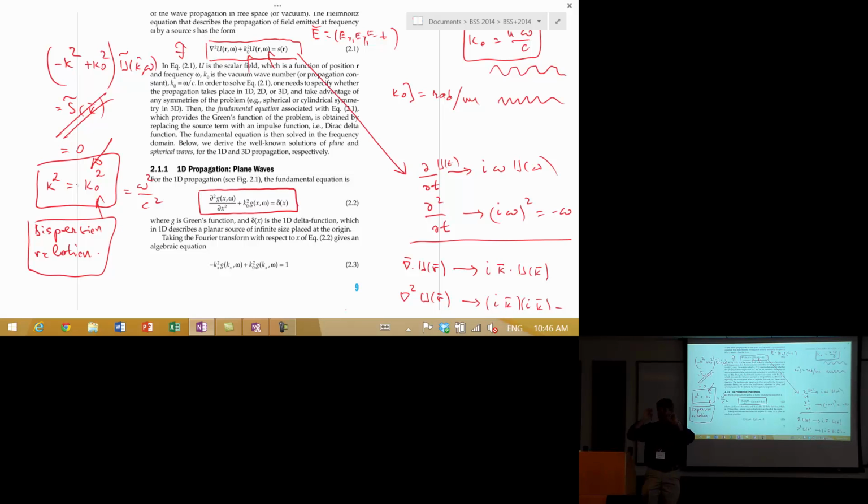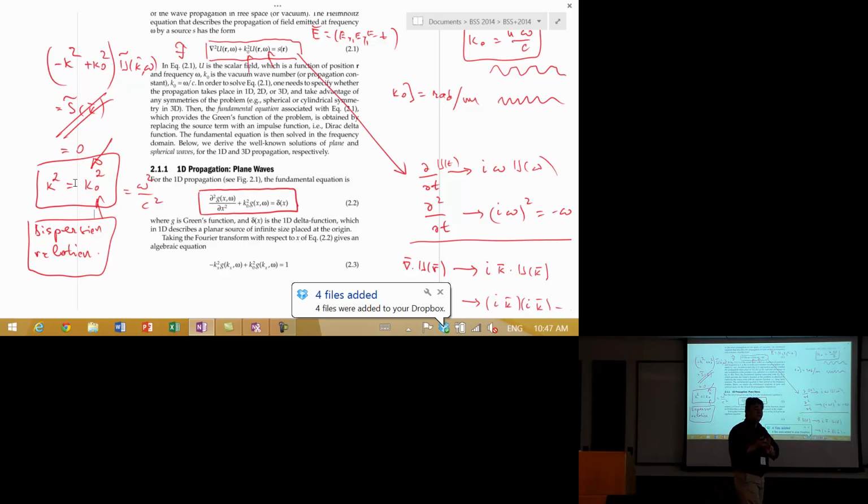I want you to have this very distinct in your head: k as a vector is a spatial frequency. It's the wave vector associated with your wave. k naught is a material quantity. It has omega in it, it has n, and it has c. But the wave equation tells you that they have to match. You cannot have random spatial frequencies, right? They are matched by the properties of the medium and these universal constants.